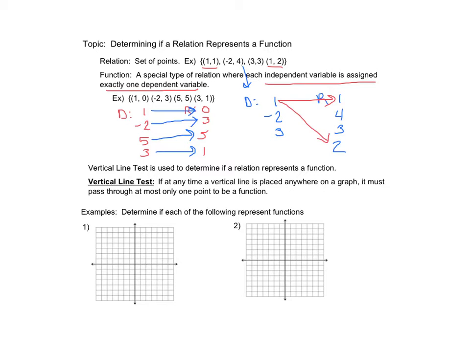So we can determine if a set of numbers is a relation or a function by setting up this mapping diagram, or a more common way of doing it is using a vertical line test. A vertical line test tells us that if we look at the graph of a relation, if at any time a vertical line is placed on that graph, it only passes through one point, then it passes the test and it must be a function.